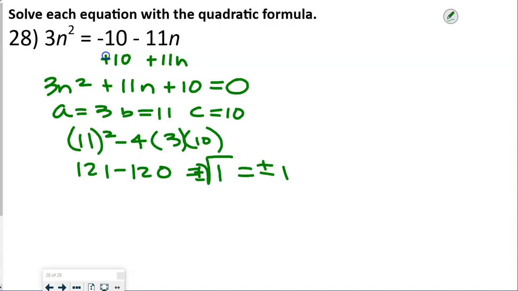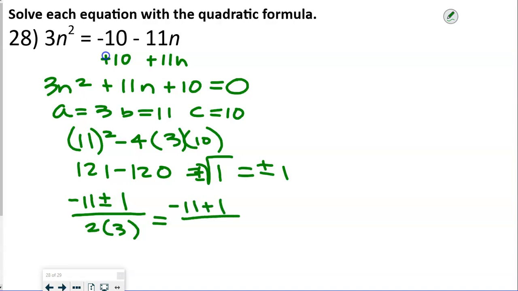So here we go. Negative 11 plus or minus 1 over 2 times 3. So that's going to be negative 11 plus 1 over 6. That's going to be what? Negative 10 over 6, which is going to be negative 5 over 3. And then negative 11 minus 1 over 6. That's going to be negative 12 over 6, which is going to be negative 2. So those are our two solutions here, guys.